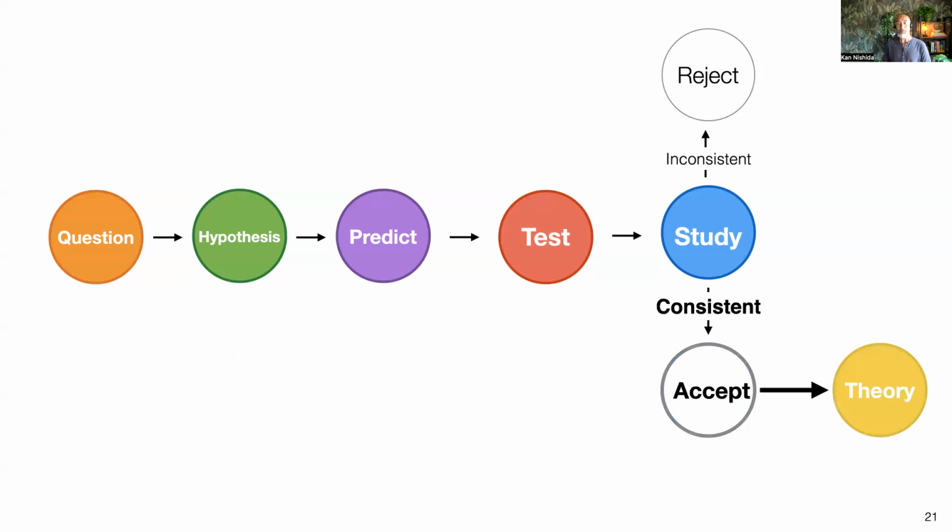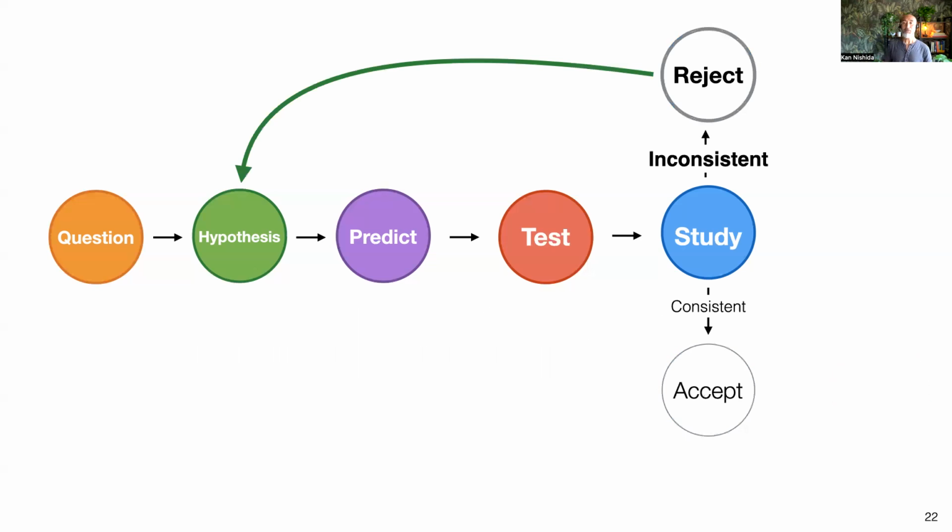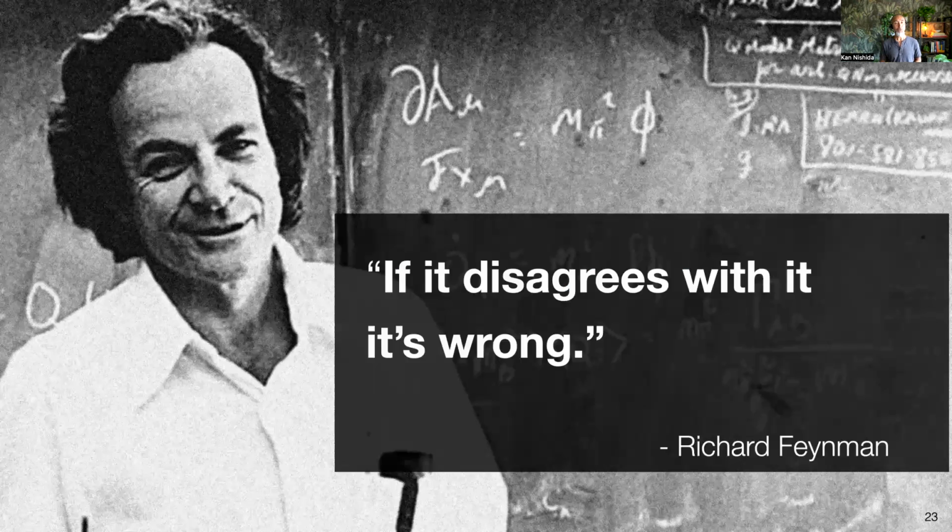If it's consistent, meaning what you tested and what you predicted are matching, then you accept the hypothesis. Then eventually you build a theory. But if it's not consistent, then you reject the hypothesis. According to Richard Feynman, if it disagrees with experiment, it's wrong.